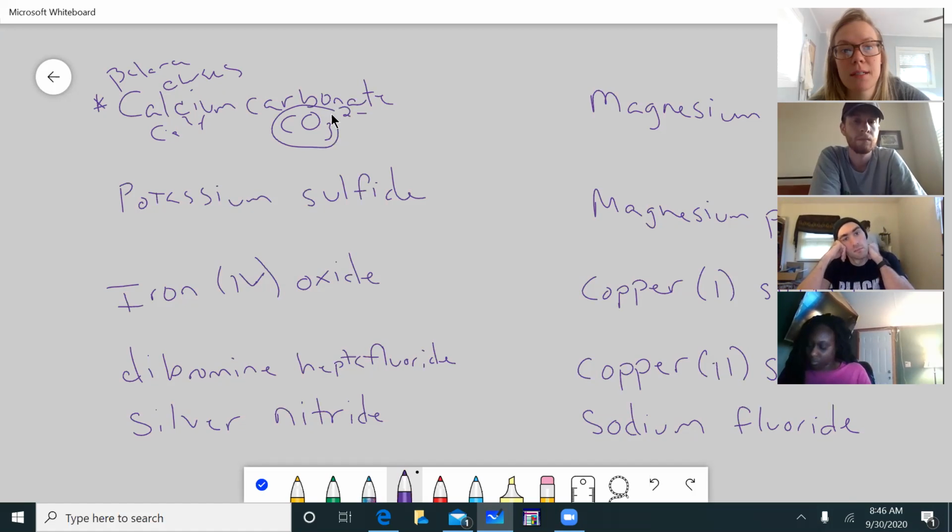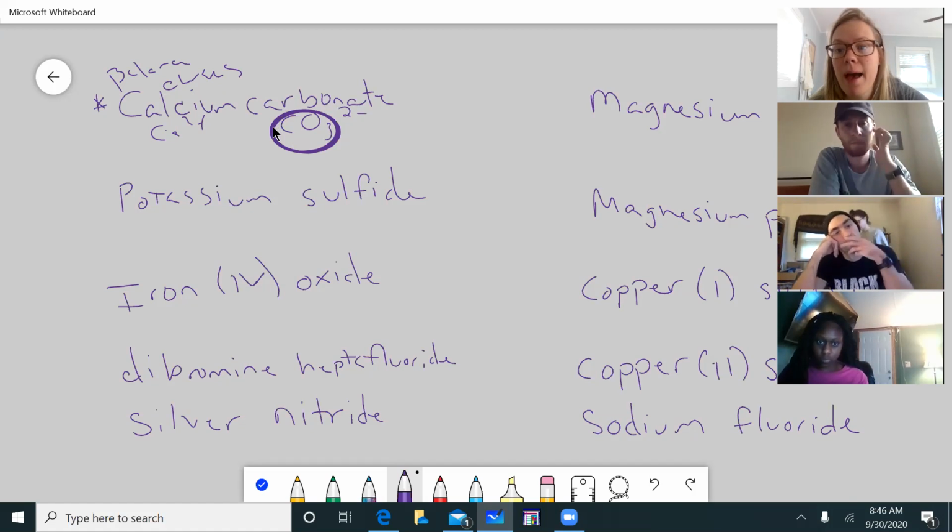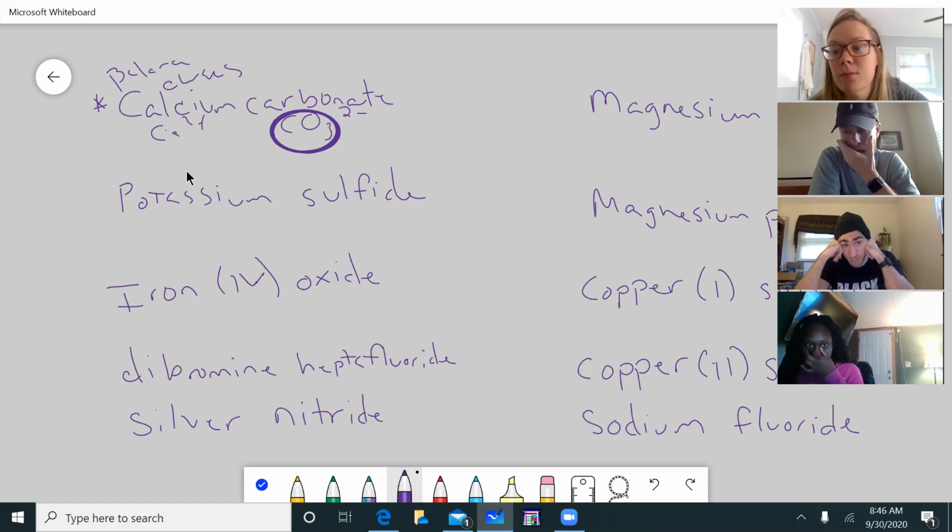I'm going to group that together. The charge is talking about the whole packet. Flip-flop, it'll be a 2 and a 2. What happens when we have 2 and 2? We can reduce. So CaCO3, calcium carbonate.